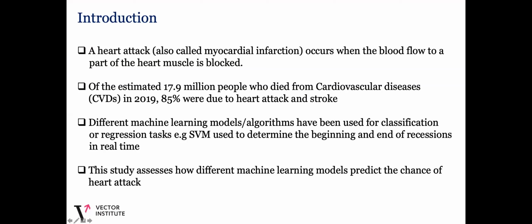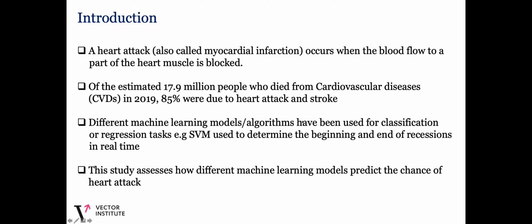the introduction, a heart attack, also called myocardial infarction, occurs when the blood flow to a part of the heart muscle is blocked. In 2019, WHO estimated 17.9 million people died of cardiovascular diseases, and 85% of them were due to heart attack and stroke.